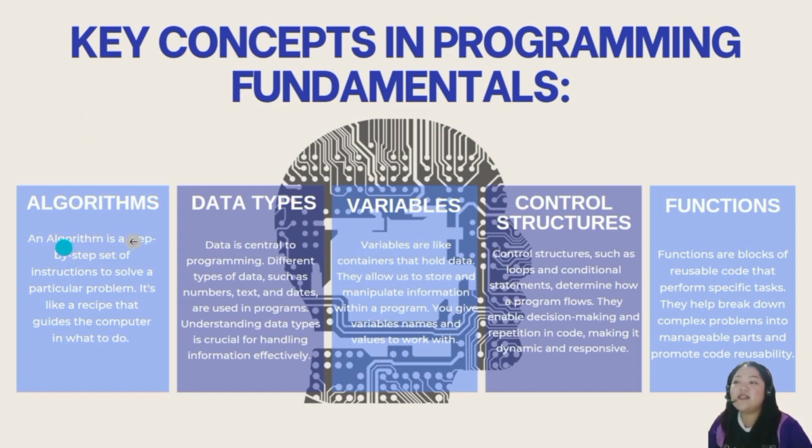So next is the data types. Data is essential to programming. Different types of data such as numbers, text, and dates are used in programs. Understanding data types is crucial for handling information effectively.